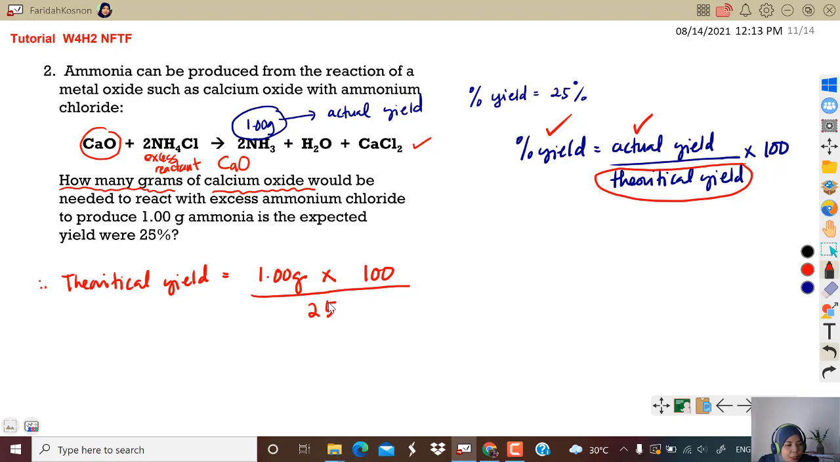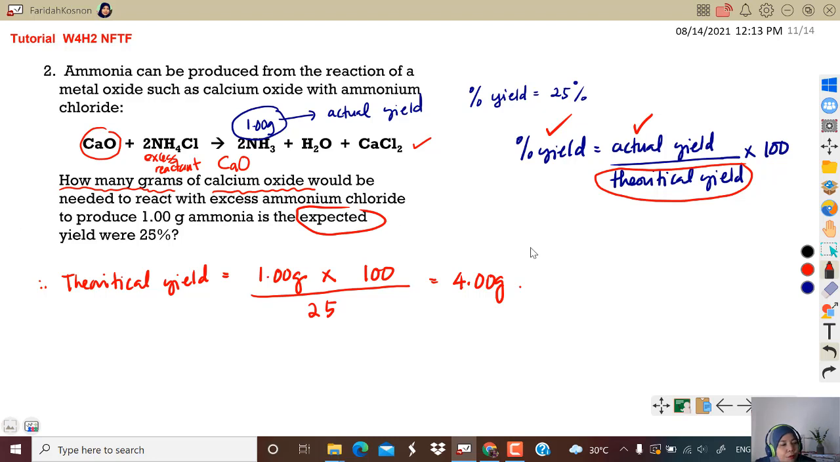25% tu lah. So, kalau you selesaikan, you akan dapat theoretical yield mass ammonia yang kita expected, ammonia, adalah 4.00 gram. Tekan calculator lah. Okay, kita dah dapat. Jadinya sekarang, kalau you tengok soalan, dia tanya pula berapa mass of calcium oxide needed to react with the excess ammonium chloride.